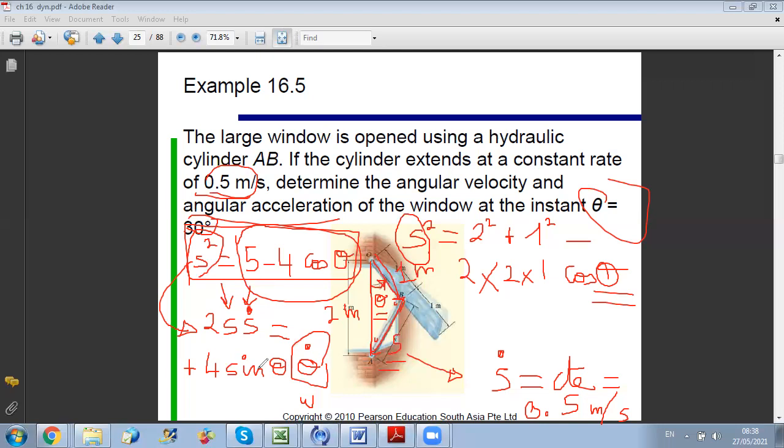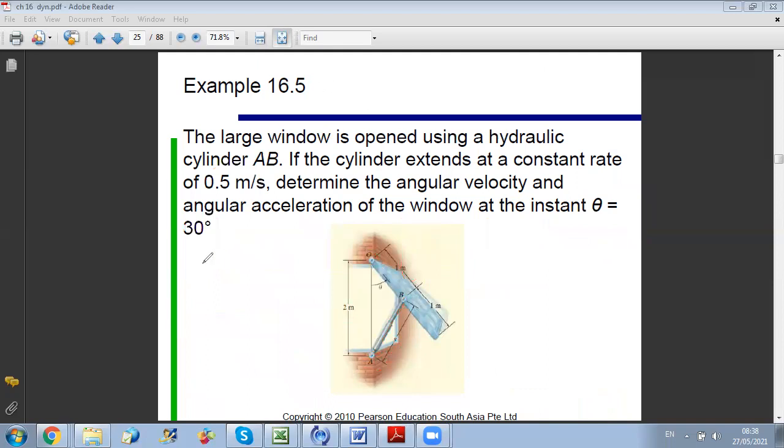Now, the next step is to calculate the angular acceleration. To find the angular acceleration, I should now derive this relation with respect to time. Let me put it again. Okay, I will repeat it. We found that s dot is given: s extends at a constant rate of 0.5. So s dot is given, it's a constant, equal to 0.5. When we did the derivation, what did we get? 2 times s times s dot equals 4 sine theta times theta dot.